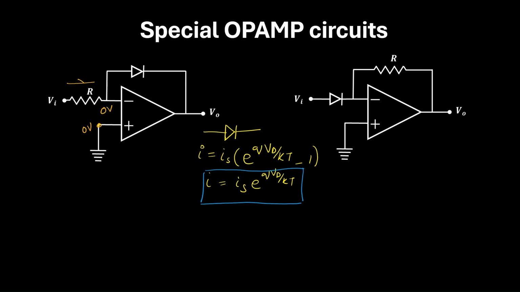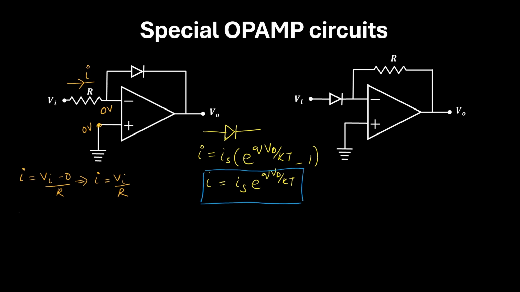And let's say the current flowing through R is I. So I will be given by (Vi minus 0) by R. So I is equal to Vi by R. Now the same current will be flowing through the diode.